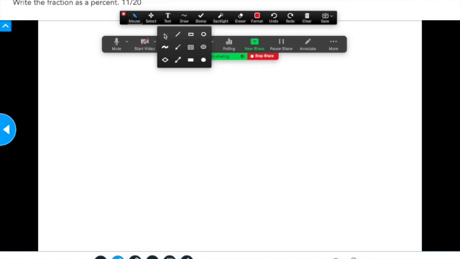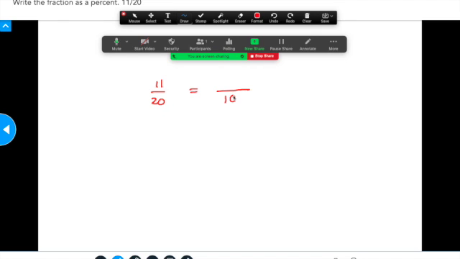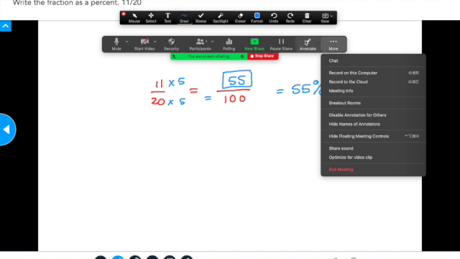Okay. So if we have 11/20 and we need to make sure our denominator equals to 100, I know that right here I can multiply 20 by 5 to equal to 100. Whatever I do to the bottom, gotta do to the top. So I'm left with 55. So my percentage here is going to be 55%. Cool. Let me clear it.